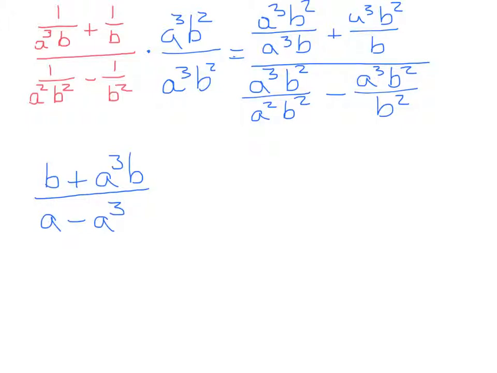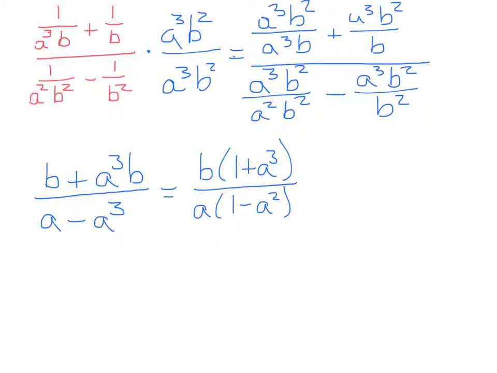Now, just like when we did the previous example, you want to be able to simplify these down as far as possible. So now you're going to have to do some factoring. And you notice that both of these terms in the numerator have a b in common. So we're going to just take that out front and be left with a 1 plus a cubed. And we're going to take an a out of the denominator and be left with 1 minus a squared.